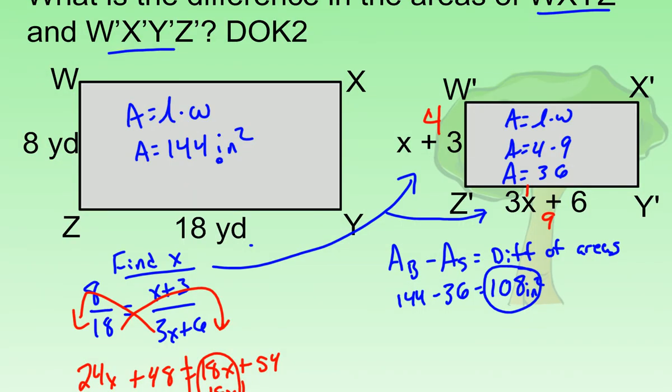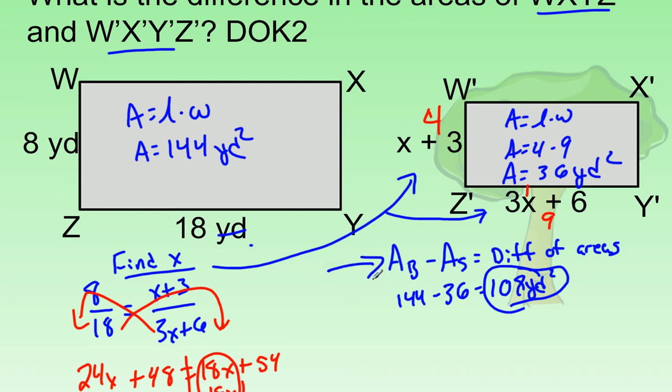Oh, yards, I'm sorry. I didn't even look at the label. I just took a random guess at it. It's yards squared. These are yards. Yards squared, yards squared. There. So my driving goal in the problem was to find the difference of the areas.